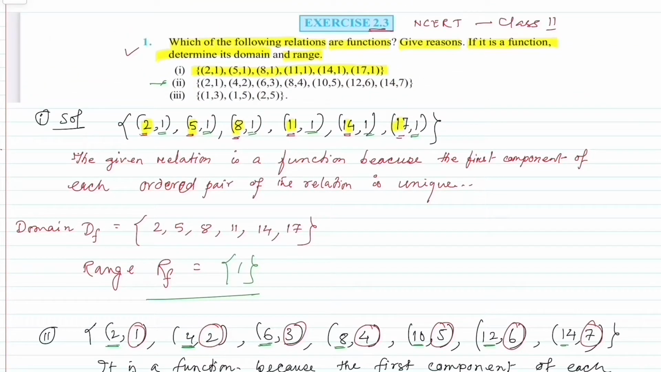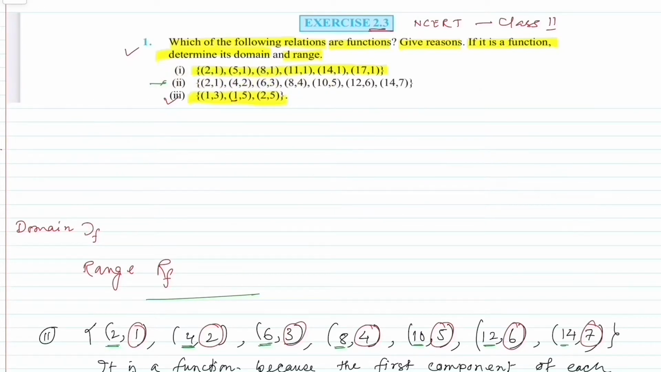Now let us check the third relation. Here you see this relation is not a function. Why? Because the first component of these two ordered pairs are the same. Both have first component 1. So it is not a function. So let me write here.